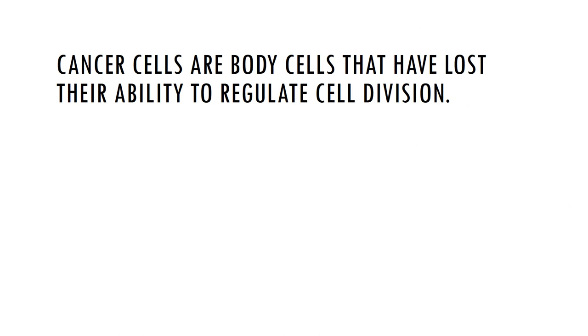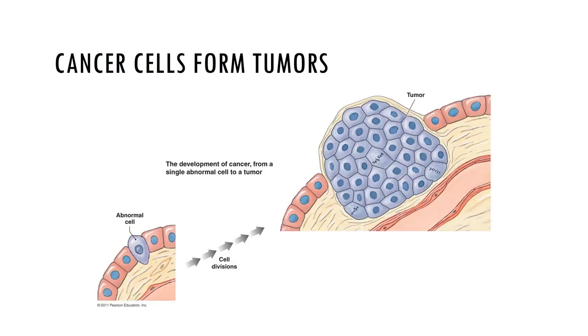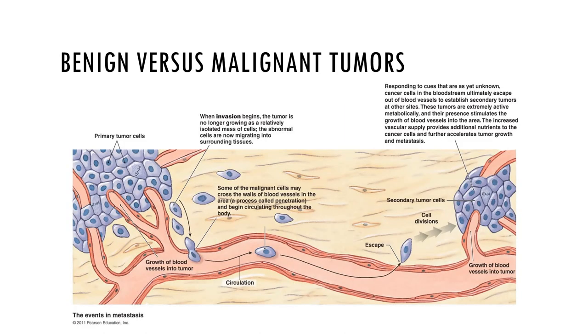Now, cancer cells are body cells that have lost their ability to regulate cell division. And cancer cells can form when some part of the cell cycle goes awry. Cancer cells can form from tumors. Tumors can either be benign or malignant. A tumor is basically just a mass or swelling produced by abnormal cell growth or division. Benign tumors, the cells remain within the tissue where they originated, and they don't spread to other tissues. These tumors are not usually threatening to an individual's life and can generally be surgically removed.